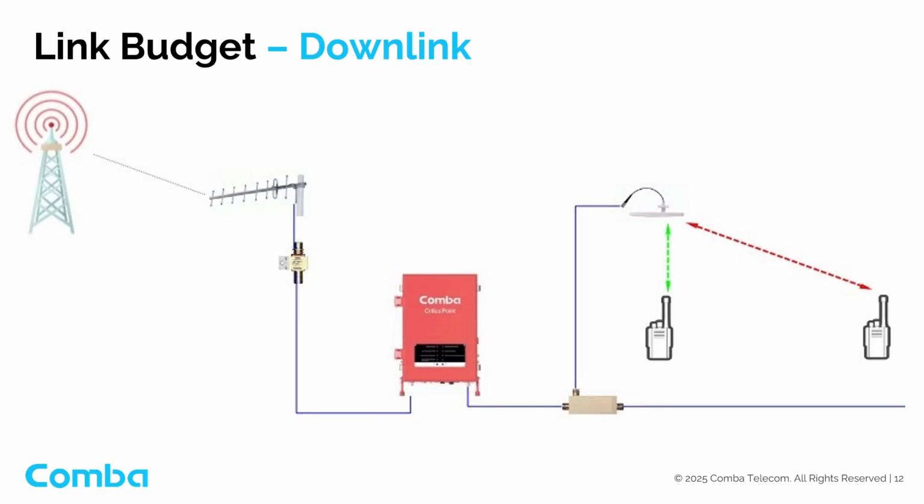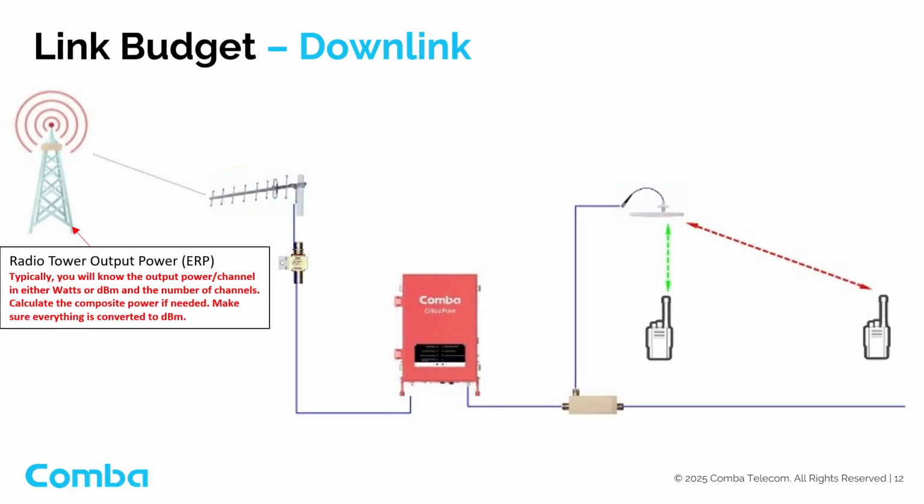Now that we understand the key components contributing to system gains and losses, we can perform a downlink link budget. The downlink link budget traces the signal path from the tower transmit antenna to the portable radio receiver, estimating the signal strength received within the building coverage area. Starting on the left of the diagram, the public safety communications tower transmits a signal from its antenna at a fixed power level. This is the starting point of the downlink link budget.